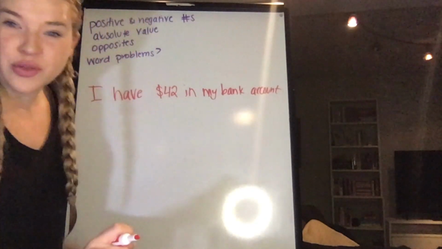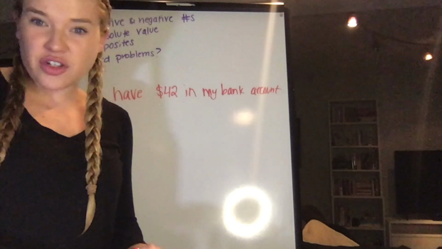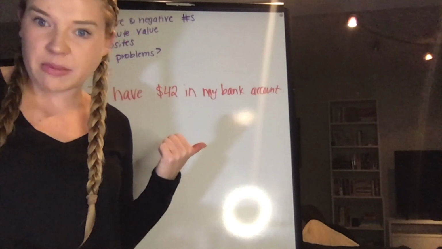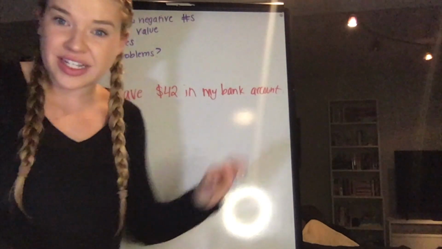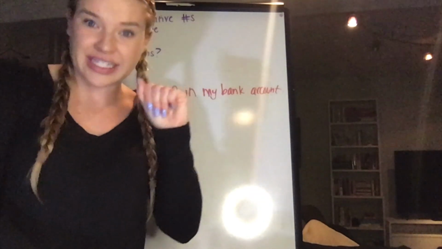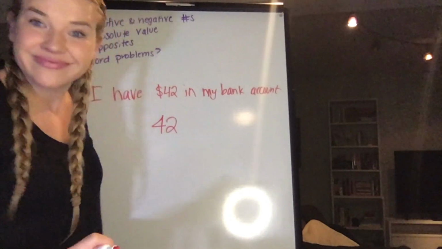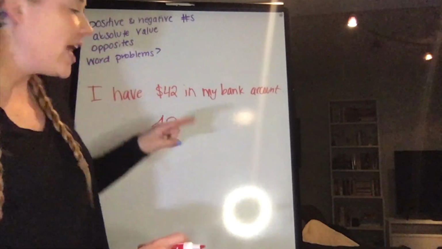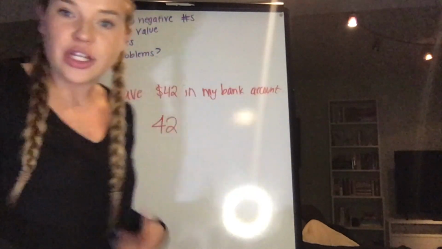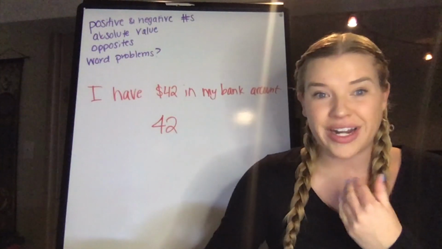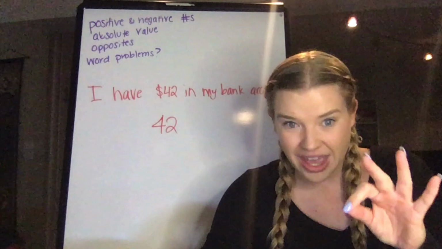If I were to ask you to write this as an integer, all I'm asking you to do is tell me, is that a positive number or a negative number? If I have $42, things are looking good for me. I have monies, right? This would just be written as 42, right? Okay, another word for having money in your bank account is having a credit. If I have a credit, I always think about this as extra credit. Extra credit is a good thing.